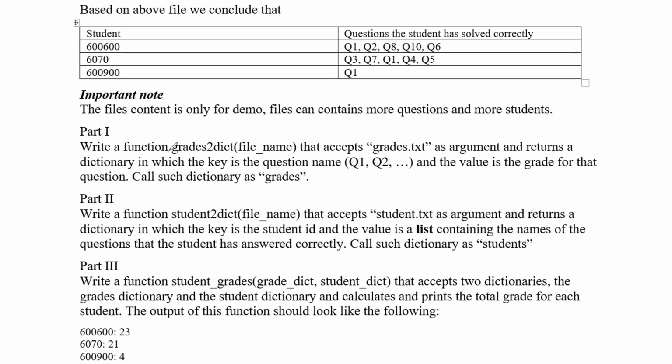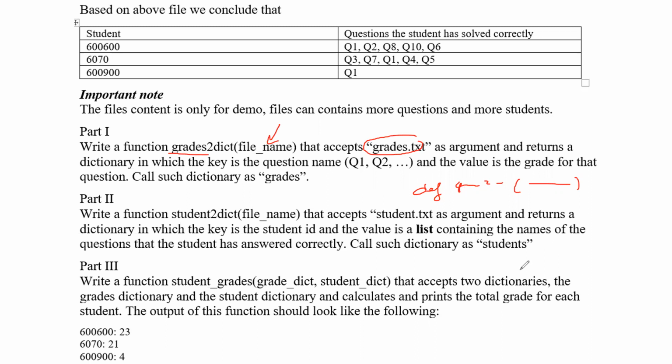It says that I need to write a function. It means def, and the name of the function is grades to dictionary, and it's going to take the file name. The file name is with you now. So this file name, in our case, is going to be what? But now I will call it file name. When I give you the file name, what do you need to do to the file? The first thing you need to do is open the file.